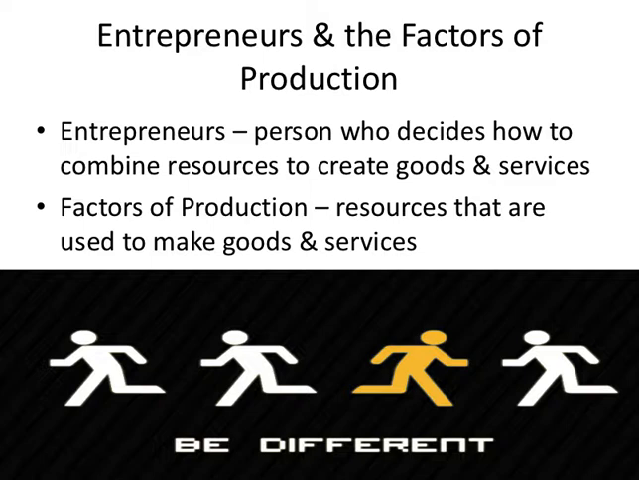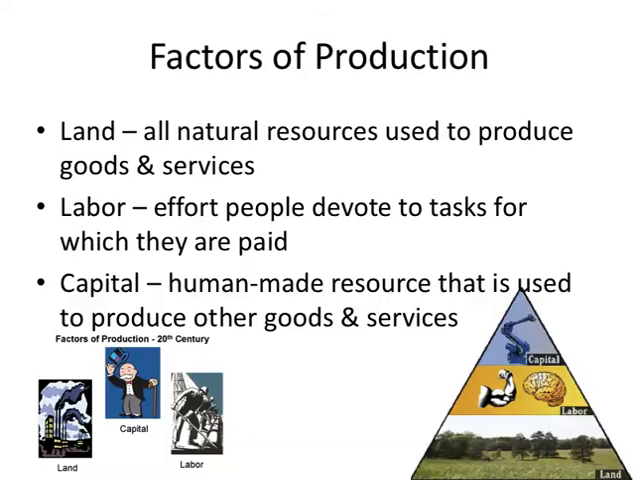So factors of production are resources that are used to make goods and services. Now, there's 3 types of factors of production. We have land, we have labor, and capital. Land is all natural resources, water, acreage. This could be timber. This could be gold. This could be oil. Anything that is a natural resource to produce goods and services is considered land.